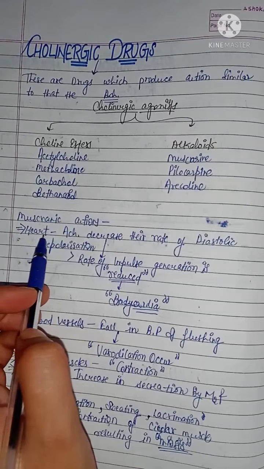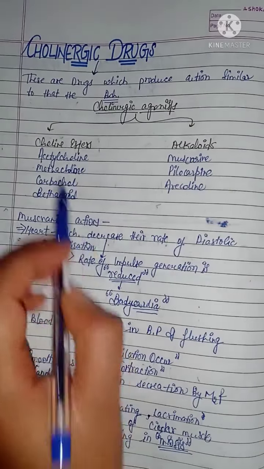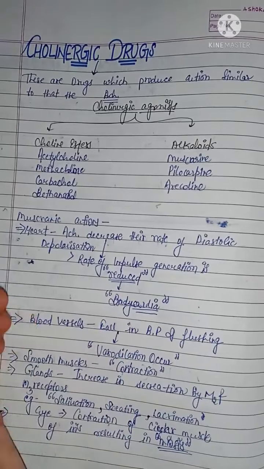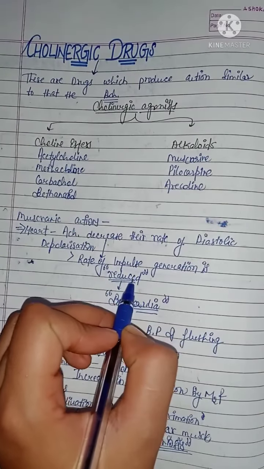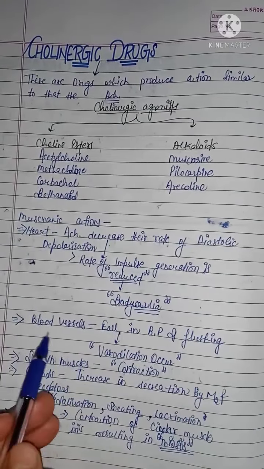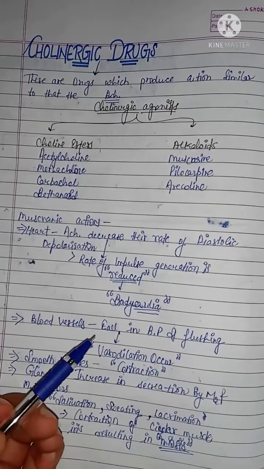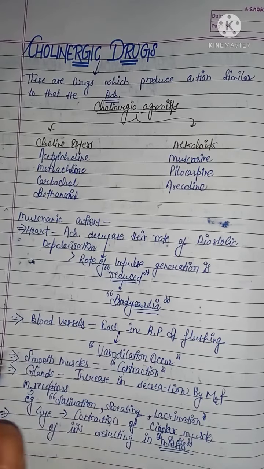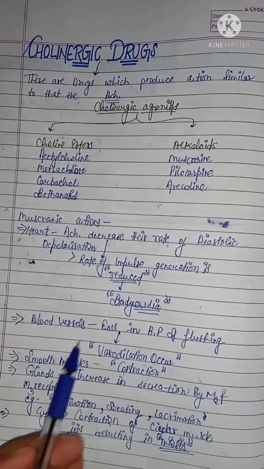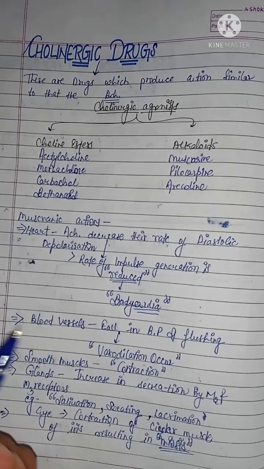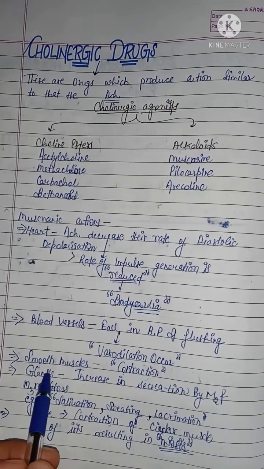Starting with the heart, acetylcholine decreases the rate of diastolic depolarization. As a result, there is a decrease in impulse generation and bradycardia occurs. Next, in the case of blood vessels, if the blood vessels are dilated, then ultimately there is a fall in blood pressure. This is observed in the case of muscarinic action.